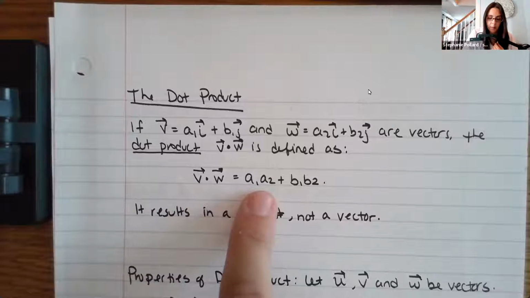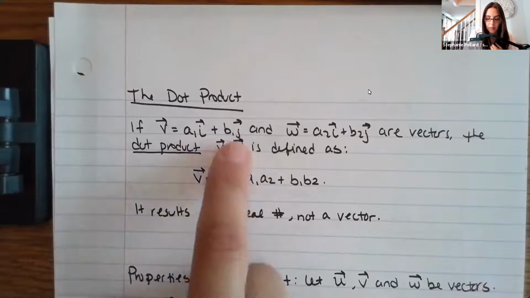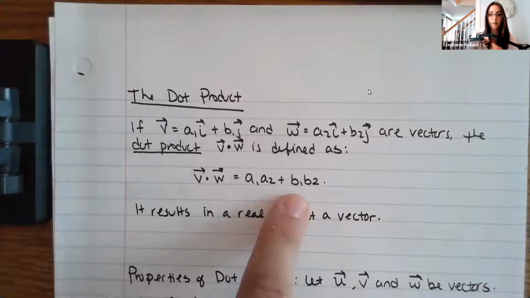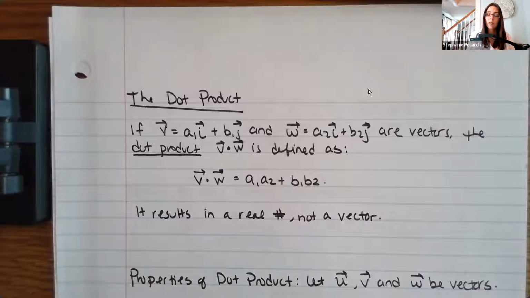So what we do is we multiply the numbers that are with the i together and the numbers with vector j together. And the result is actually a real number answer. It's not a vector. So it's a little bit different than when we did scalar multiplication, where we had a vector answer. Here we always have a real number answer.